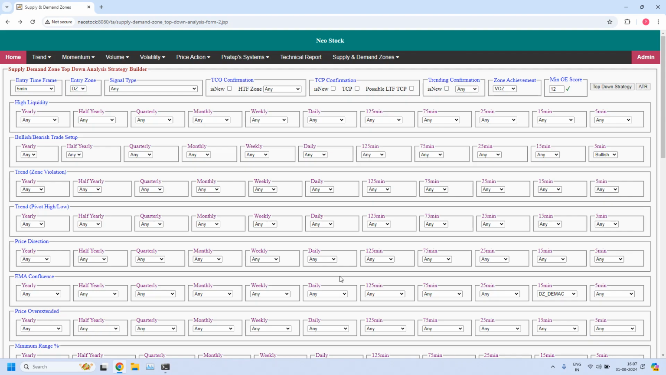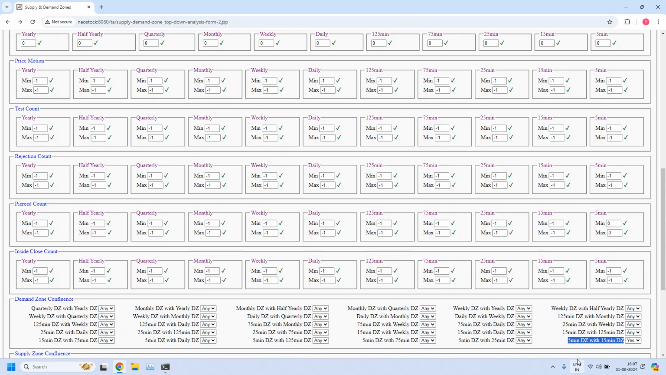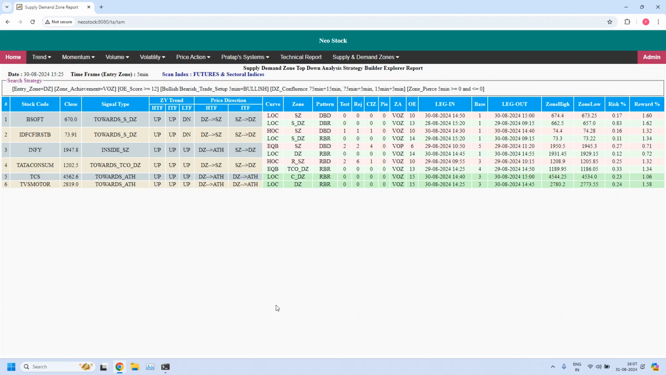For that we need to remove the EMA filter. In the demand zone confluence, 5 minutes with 15 minutes is enabled. Next, 5 minutes and 75 minutes confluence is enabled, and 15 minutes and 75 minutes demand zone is enabled. That means 5 minutes and 15 minutes are part of 75 minutes in this confluence. 6 stocks are filtered. All these 6 stocks are having LTF, ITF, HTF confluence, that is 5 minutes, 15 minutes and 75. And also all these 75 minute HTF trends are uptrend.